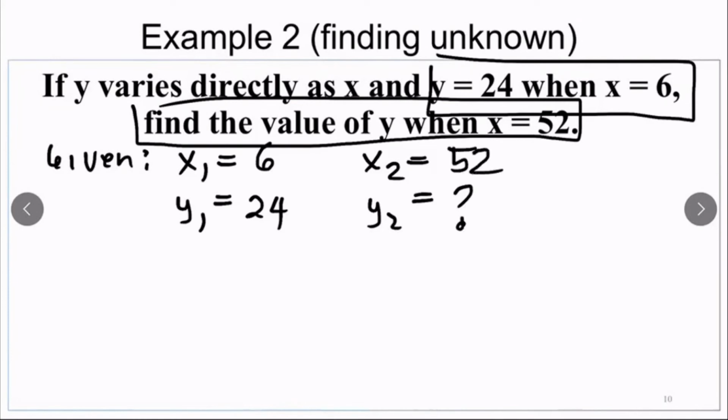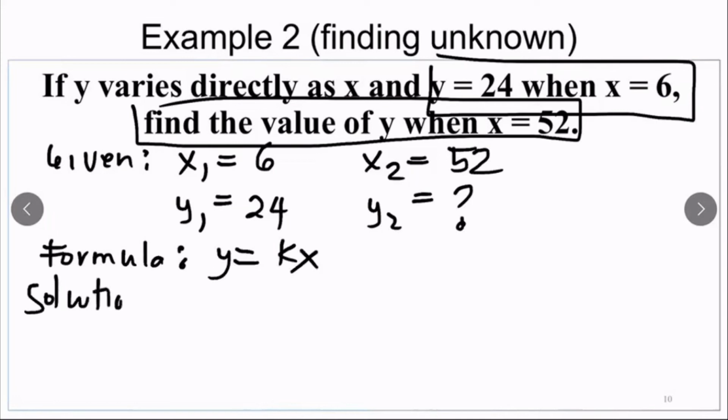So now, let us identify the formula. Our formula, we have y is equivalent to kx. For our solution, we just need to identify the value of k first, followed by identifying the equation of variation, followed by solving the unknown. So once again, let us now identify the k.